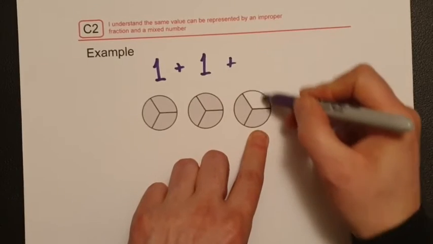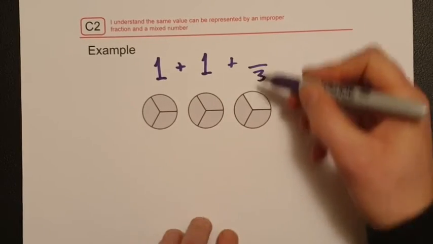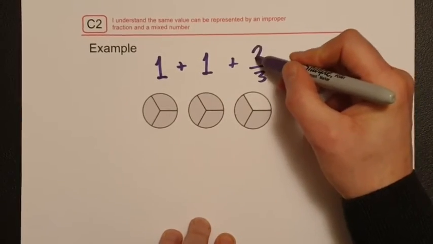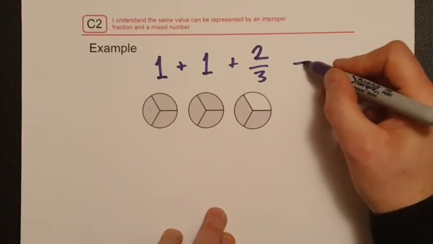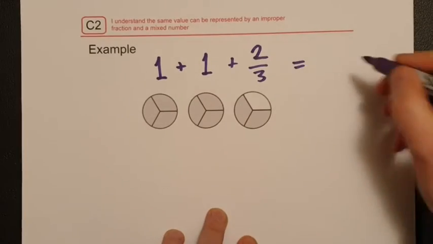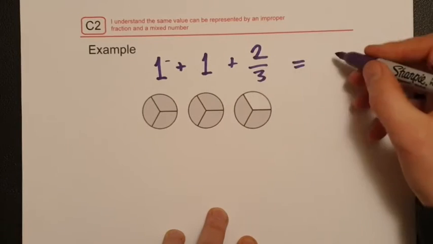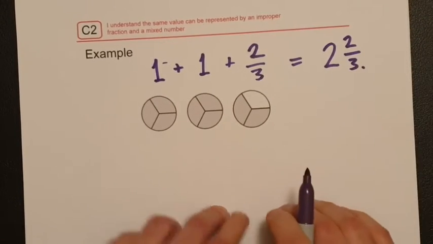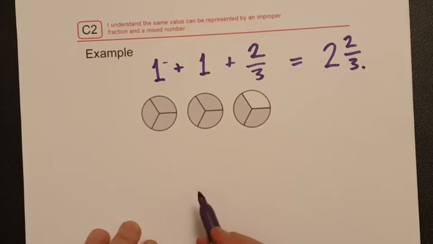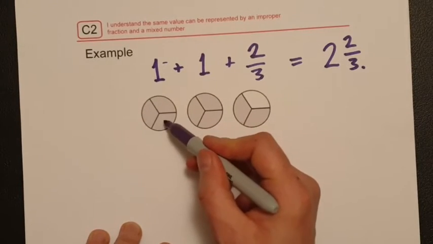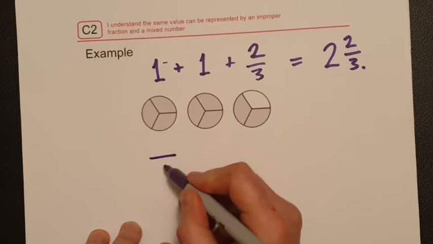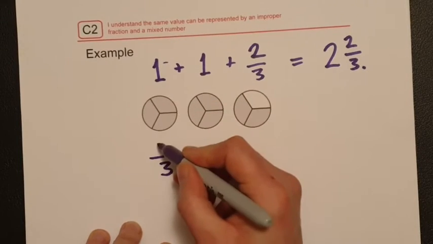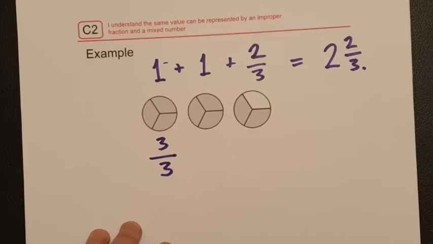This pie is cut into 3, and only 2 parts are shaded. So this diagram represents 1 plus 1 plus 2/3, which is 2 and 2/3. The fraction interpretation down here, 1, 2, 3 parts, and all 3 are shaded. So that pie represents 3/3.